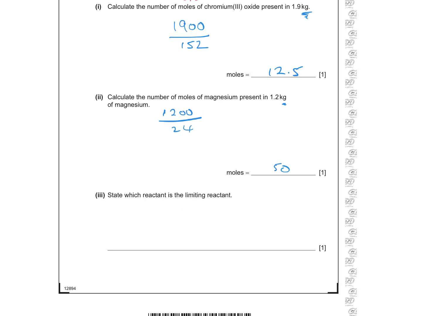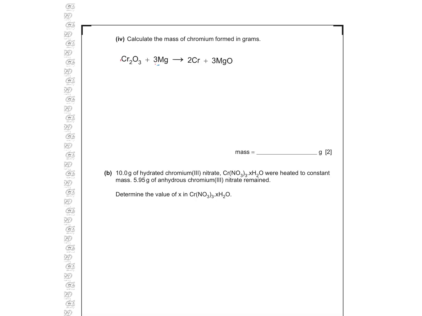So the answer then here is the chromium 3 oxide. You can give the symbol or the name. The question just says state. Part 4, then we have to calculate the mass of chromium formed. So I've included the equation here so you don't have to flick back to see what it is. And from the previous questions, I've worked out that the number of moles of chromium 3 oxide is 12.5.